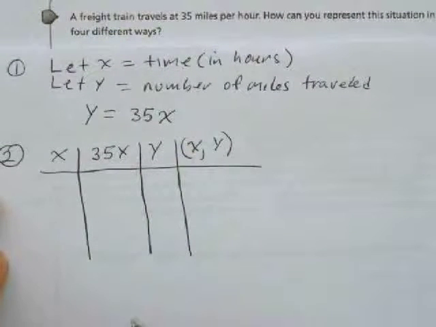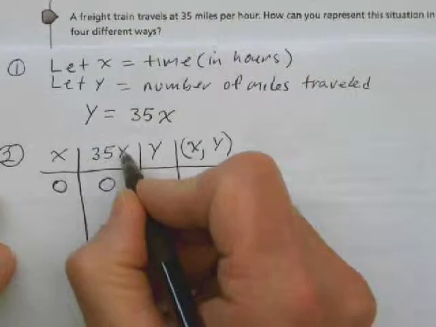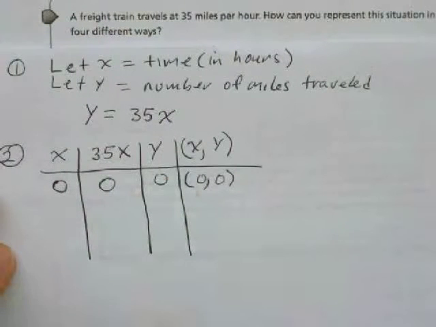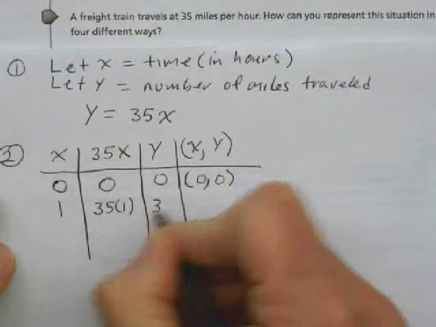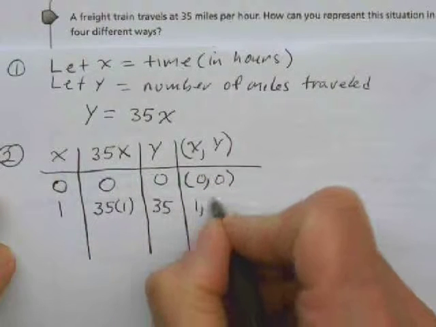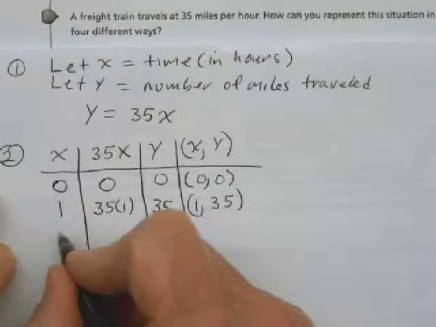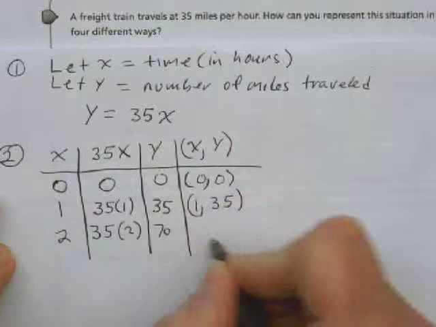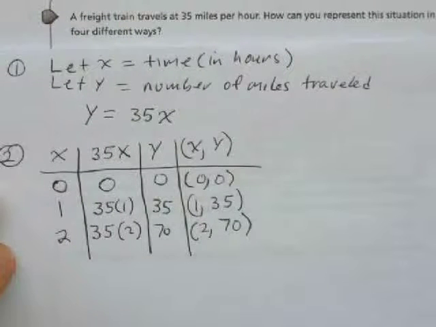Alrighty, so let's see. If we say x is 0, 35 multiplied by x would be 0, y would be 0. When x is 0, y is 0. The train's not moving. If x is 1, this would be 35 multiplied by 1, which means that after an hour it would travel 35 miles. And why don't we just do one more? If we said that the train was traveling for 2 hours, it would travel 70 miles, so our ordered pair would be (2, 70). So that's in the form of a table of values.